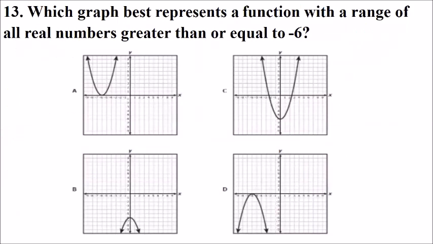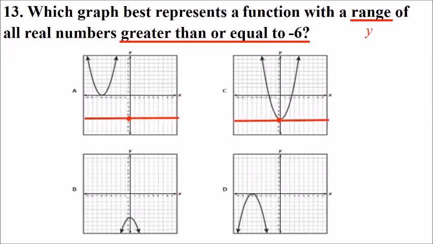Let's take a look at number 13. Number 13 does it a little bit different. It says, which graph best represents a function with a range of all real numbers greater than or equal to -6? It gave us the range, and we have to pick the graph that goes along with it. We'll take it piece by piece. Range means y. So we're going to look at our y-axis. We want it to be greater than or equal to -6. So on my y-axis, I'm just going to go to -6 and see what it would look like to crop that picture at -6.